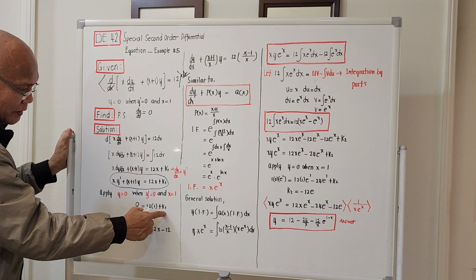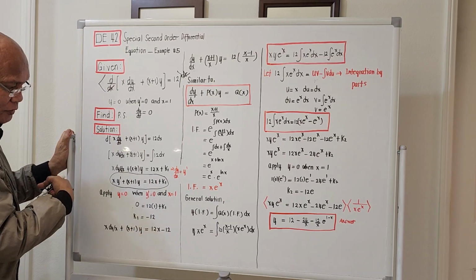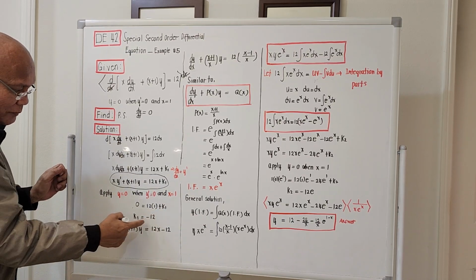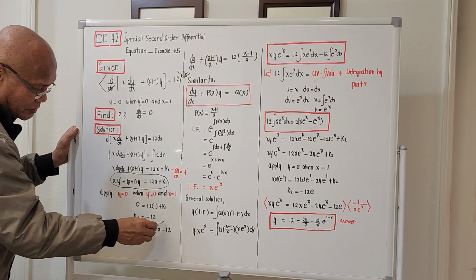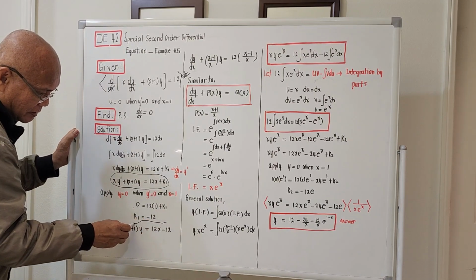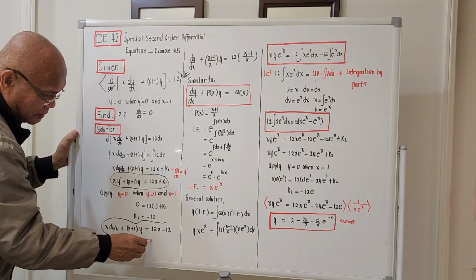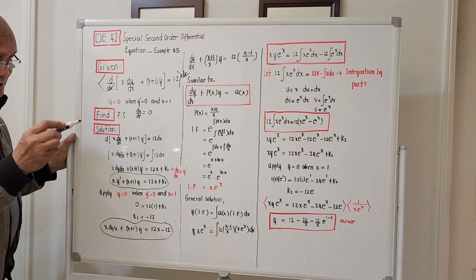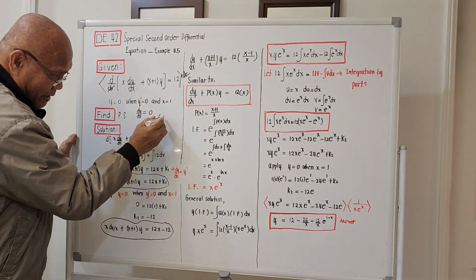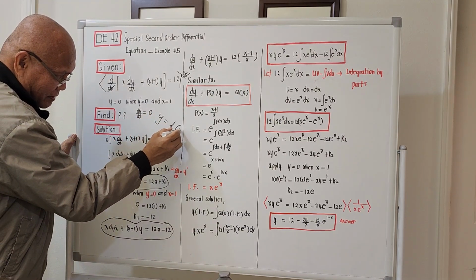Then we can compute for k1 now. We transpose, then we rearrange. k1 now will be negative 12. So the resulting partial general solution is this. It is not yet the solution because it still contains dy/dx, because the problem is asking for y as a function of x.